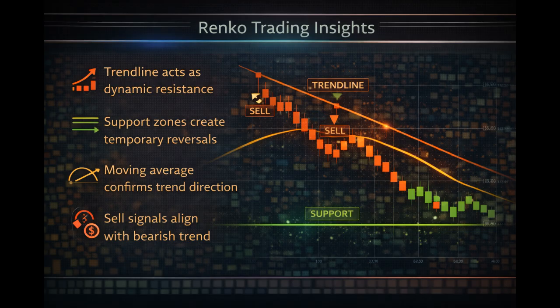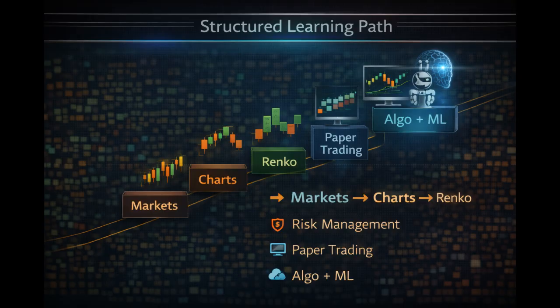Learning path for interns. Learning trading and quantitative finance requires a structured approach because financial markets involve complex concepts, analytical tools, and decision-making processes. Interns should not begin directly with advanced topics such as machine learning or automated trading systems. Instead, they must first build a strong foundation in trading fundamentals and technical analysis before progressing to more advanced concepts such as Renko-based strategies and algorithmic trading systems.